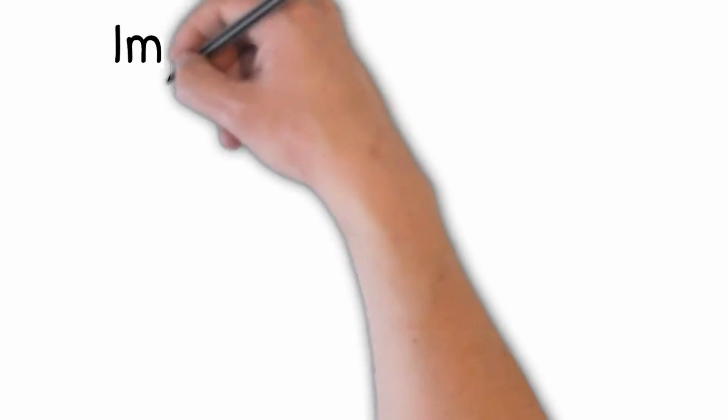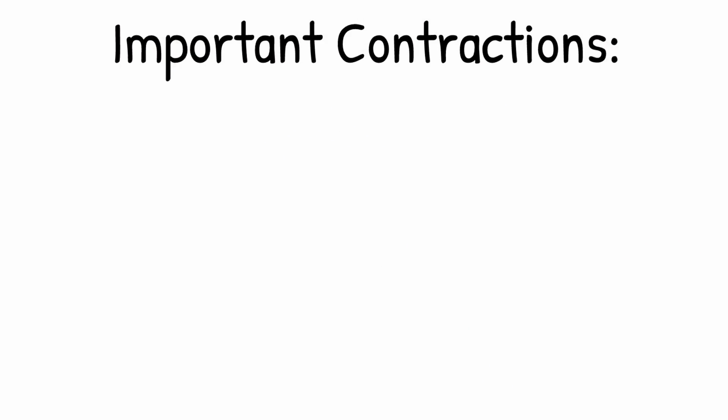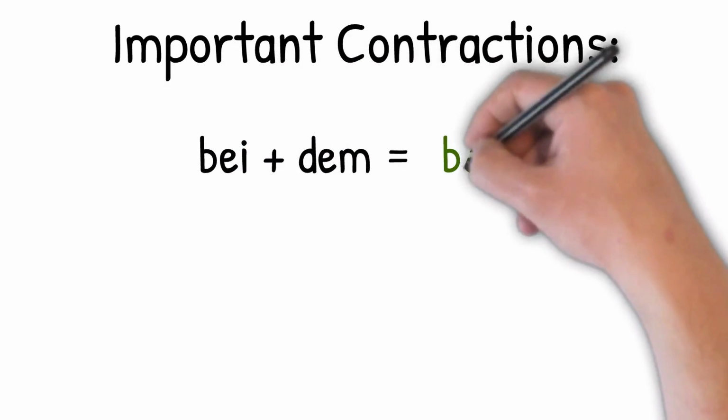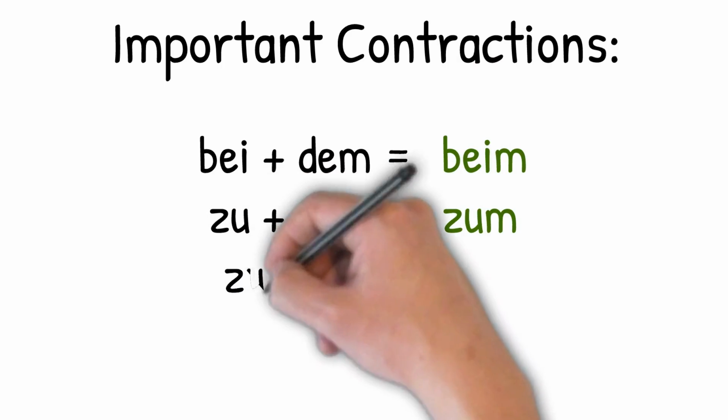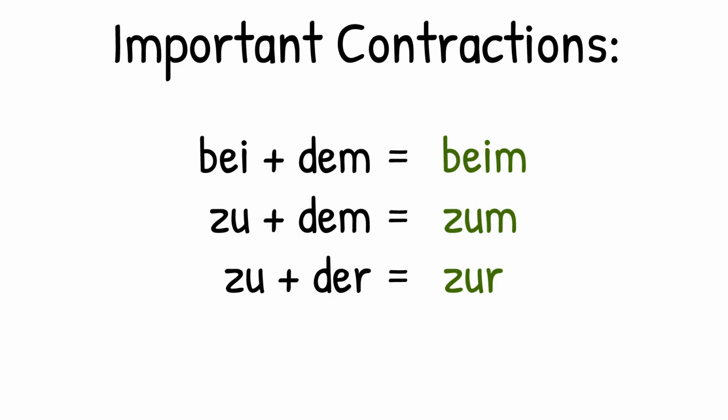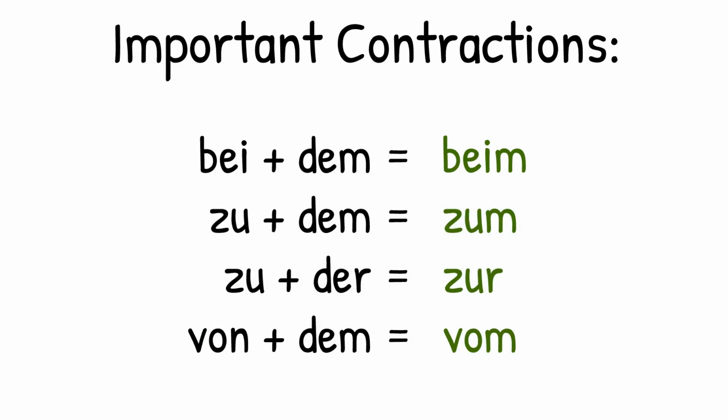Here's a list of the 4 important contractions you need to know when you use dative prepositions in German. Above all, because you might get confused if you see these contractions and not understand where they come from. Bei plus dem is equal to beim, zu plus dem is equal to zum, zu plus der is equal to zur, and von plus dem is equal to vom. Notice that in each of these cases you have a preposition, then the word, which is called the definite article, and they combine because it's easier to say.